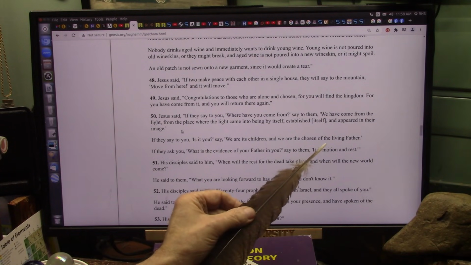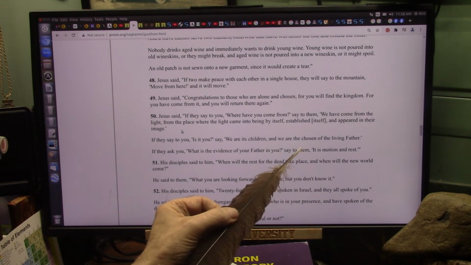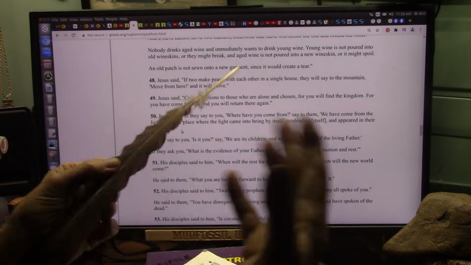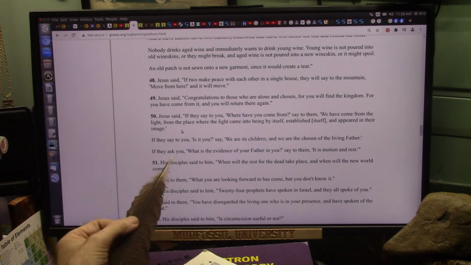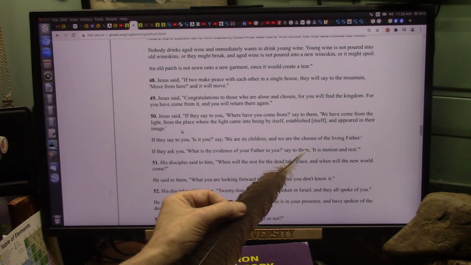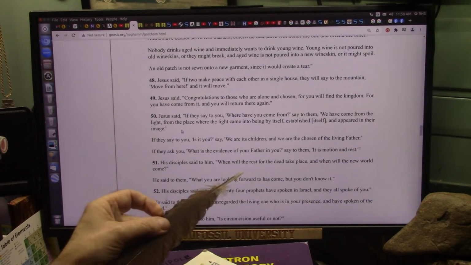There is billions and trillions of particles falling everywhere right now, and they're not chosen. We somehow became chosen by the living Father. If they ask you, what is the evidence of your Father in you? Say to them, it is motion and rest. All right?